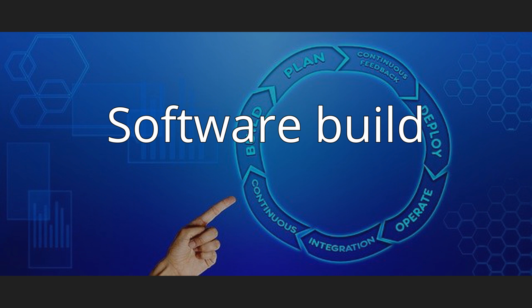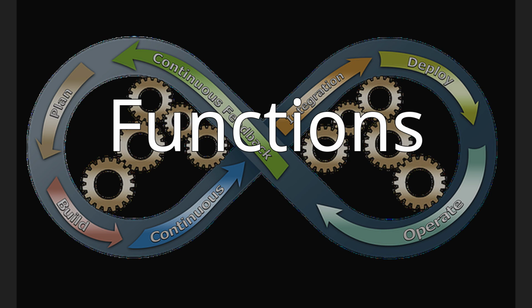Software build. In software development, a build is the process of converting source code files into standalone software artifacts that can be run on a computer, or the result of doing so. Functions. Building software is an end-to-end process that involves many distinct functions. Some of these functions are described below.